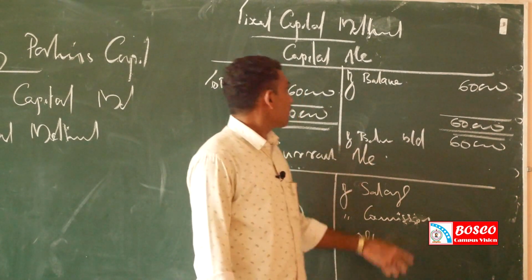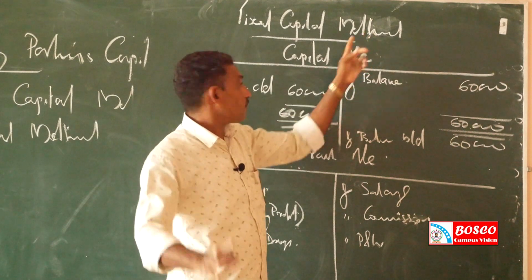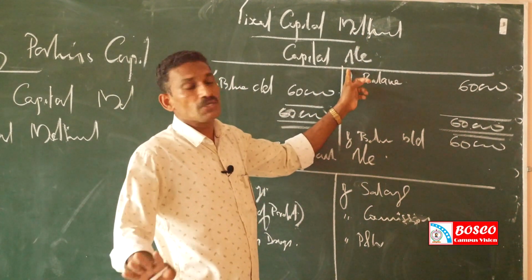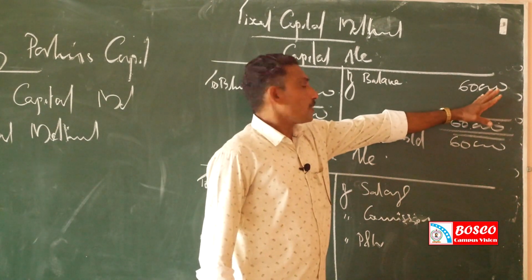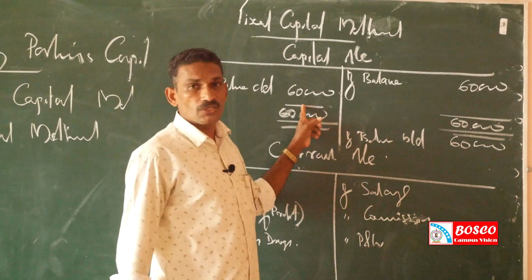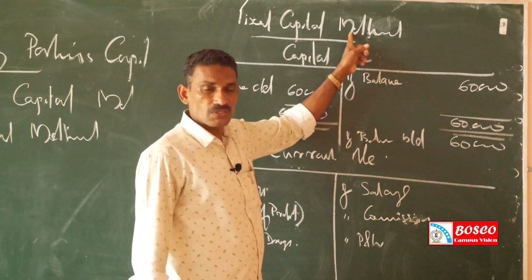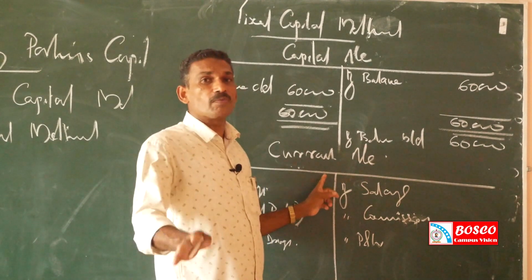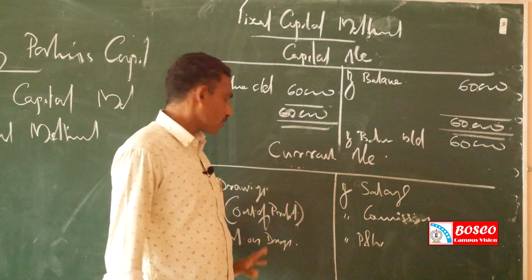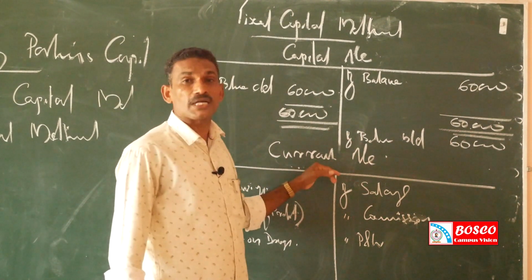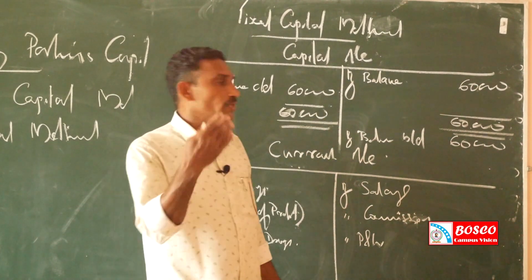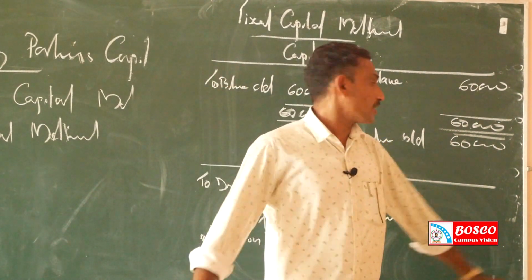So once again, under fixed capital method, we need two accounts, that is capital account and current account. Under capital account, only the capital contribution or the balance will remain constant. So it is called fixed capital method. For making all other adjustments, we will open another account, that is current account: salary, commission, share of profit, drawings, interest on drawings, all adjustments are made on current account. The balance of capital account and current account will pass to the balance sheet of partners. Okay.